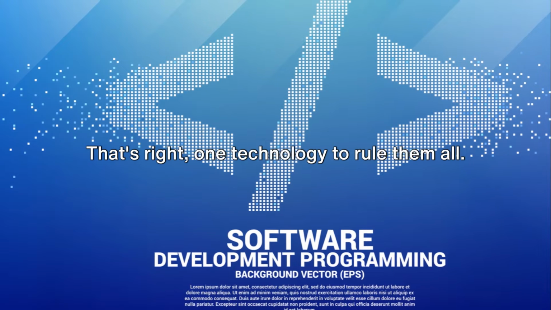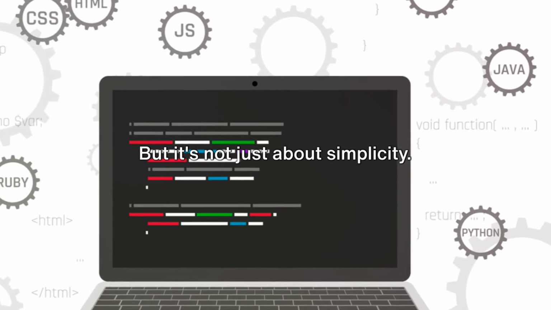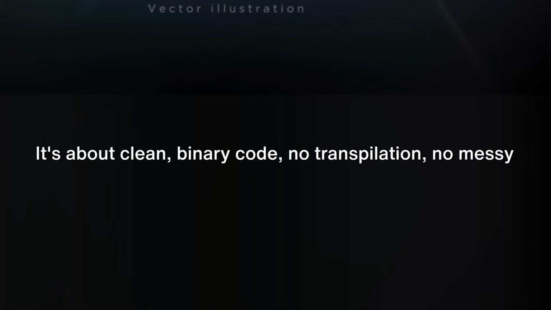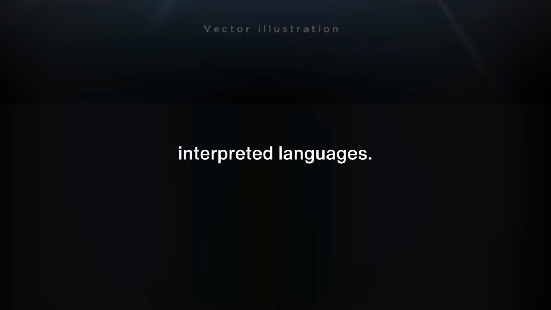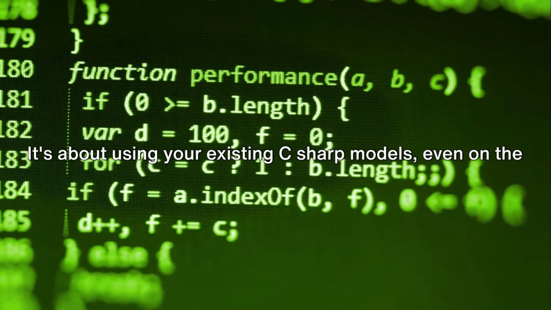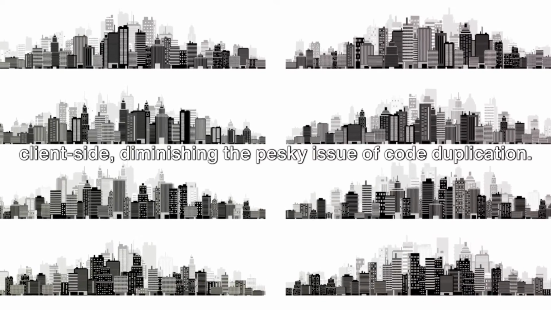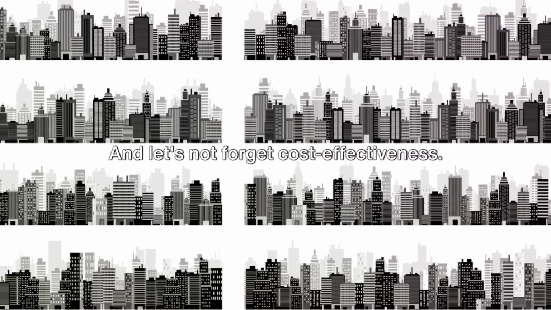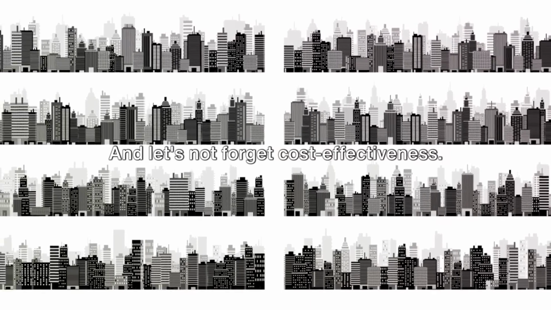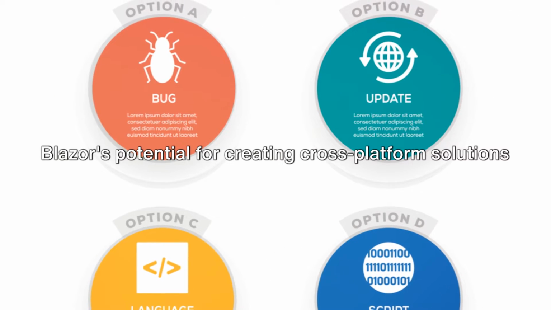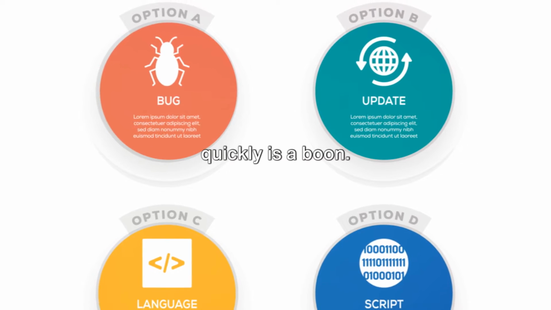That's right, one technology to rule them all. But it's not just about simplicity. It's about clean binary code, no transpilation, no messy interpreted languages. It's about using your existing C# models, even on the client side, diminishing the pesky issue of code duplication. And let's not forget cost effectiveness. Blazor's potential for creating cross-platform solutions quickly is a boon.